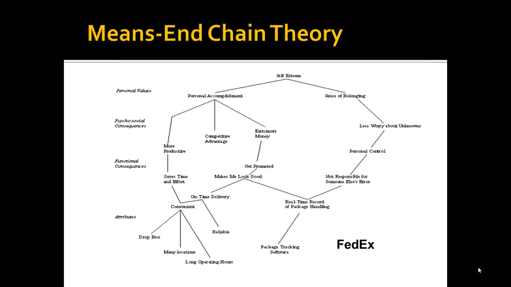And you'll notice that this one is kind of oriented, so the attributes are at the bottom, functional consequences come next, psychosocial consequences, and then personal values. And you can just see from the diagram that there's multiple features, all right? Dropbox, many locations, long operating hours, package tracking software. Those tend to be concrete attributes. And then they do lead up to at least one abstract attribute, convenient, right? Which would be in that first cluster on the far left. And also reliable, which is to the right of that cluster. That also is an abstract attribute.